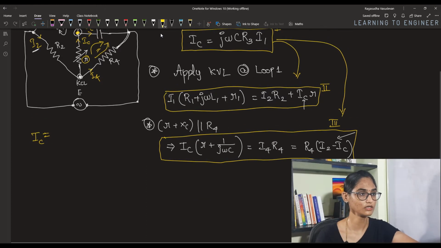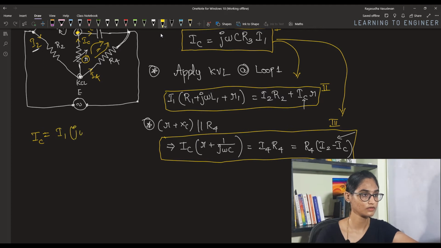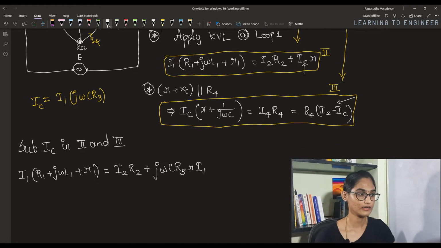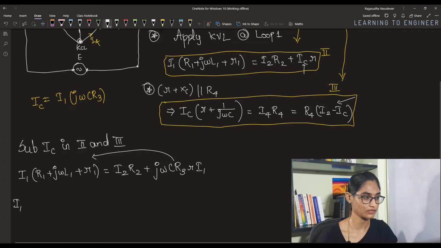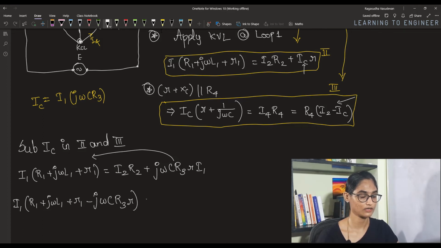IC was found to be I1 into j omega C R3. Let's substitute that into equation 2 as well as equation 3. Let's just take this I1 term to the left so that we can isolate I1. So this will become I1 into R1 plus j omega L1 plus small r1 minus j omega C R3 into small r. This is equal to I2 into R2.